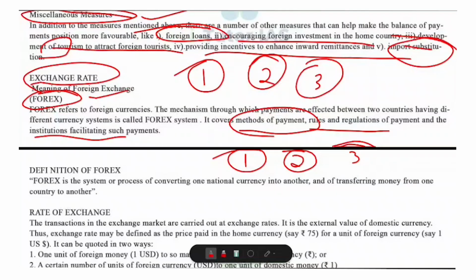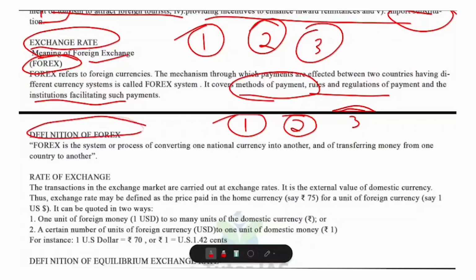Okay, so what is the definition for Forex? Forex is the system or process of converting one national currency into another and of transferring money from one currency into another. So let's break it down. Converting one national currency into another. This means exchanging your home currency for a foreign currency. For example, if you travel to USA, you exchange Indian rupee for US dollars.